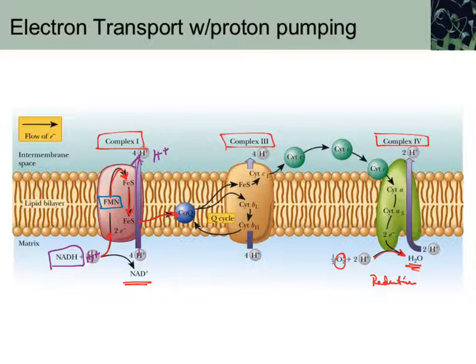CoQ will dump electrons into complex 3, again through a variety of nasty complex processes. We have another iron-sulfur cluster. We have cytochrome B. In all of those electron transfers, we're going to end up shuttling, again, hydrogens across the membrane. And at the same time, we're going to dump those electrons out onto cytochrome C. Cytochrome C is found outside the membrane, so it's probably a little bit more hydrophilic.